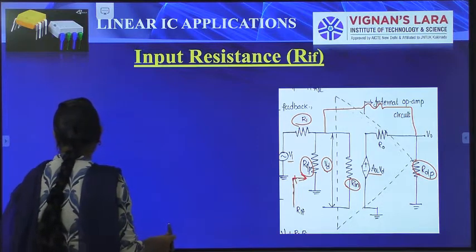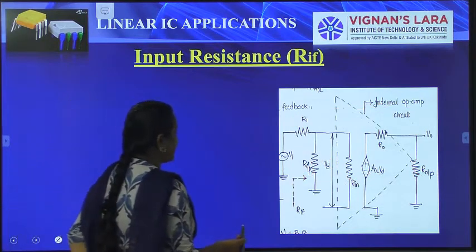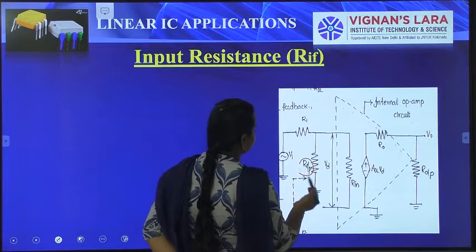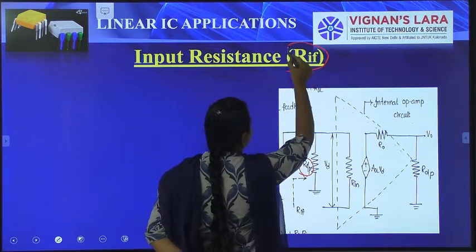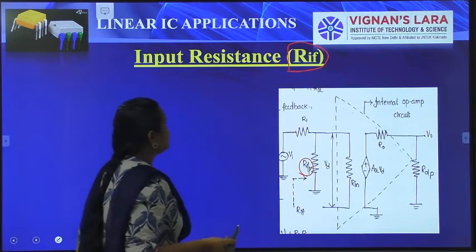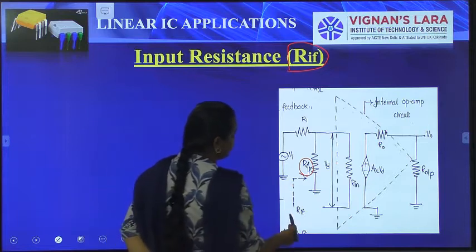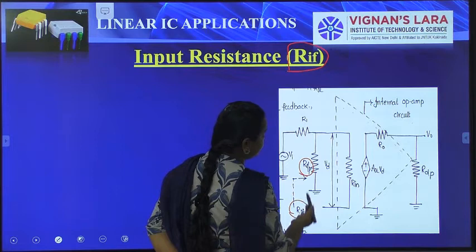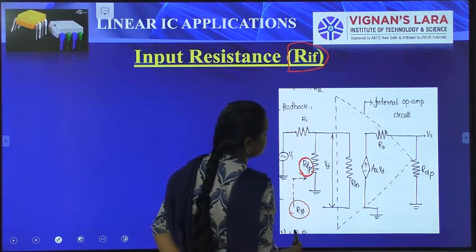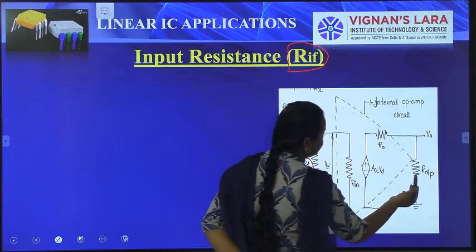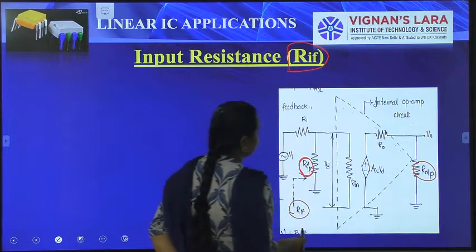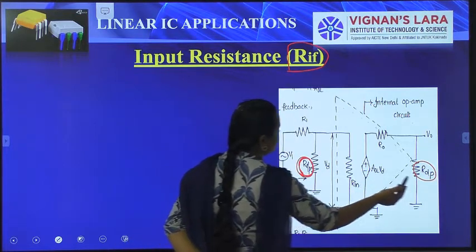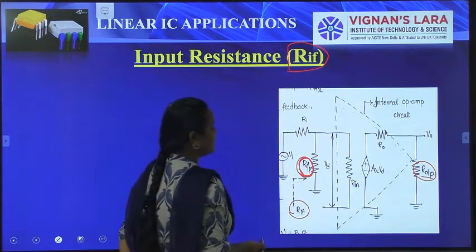For the calculation purpose, we are going to calculate the R input, that means the feedback input resistor. We have to calculate the input feedback here. Later I am going to calculate the R output resistor. So the input resistor and output resistor, today I am going to calculate here.